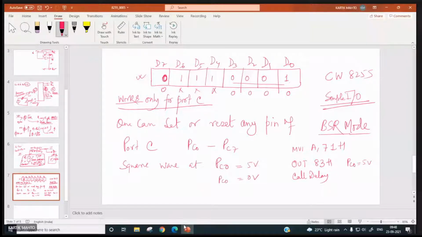Then MVI A. What will be the next control word? 1110, 70, no? OUT 83H, call delay, JMP back. Back will be over here. Now this will generate continuously a square wave at PC0 only.